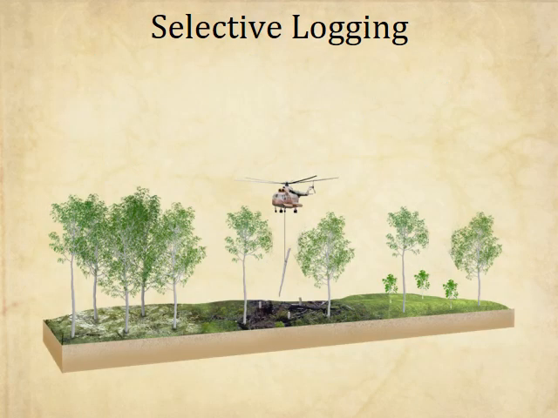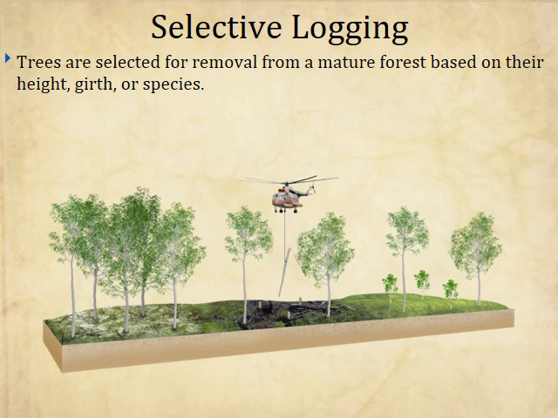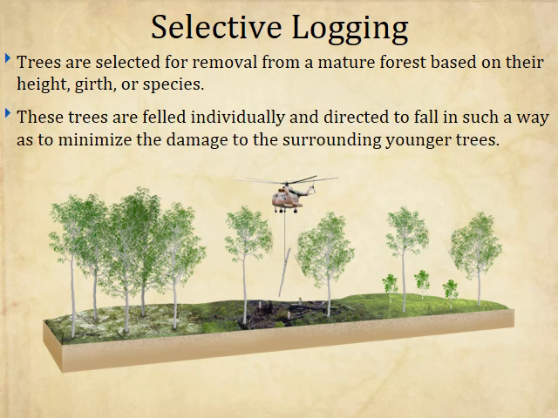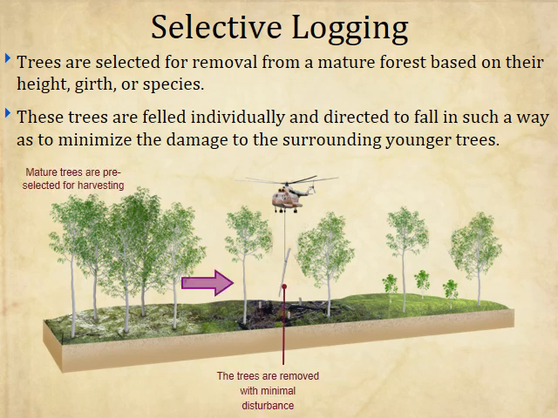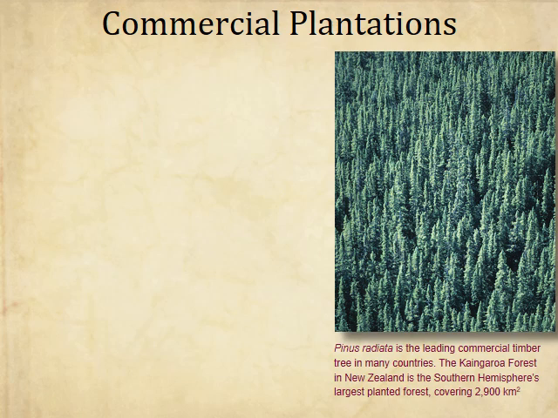Okay, selective logging is when we're taking specific trees out based on their height, girth, or their species. They're felled individually. Usually you don't have big roads cut into these areas, and as you can see, they're usually removed with helicopters. This is the most expensive option, but it is also the best when it comes to the ecosystem. Okay, and you can see these are commercial plantations.